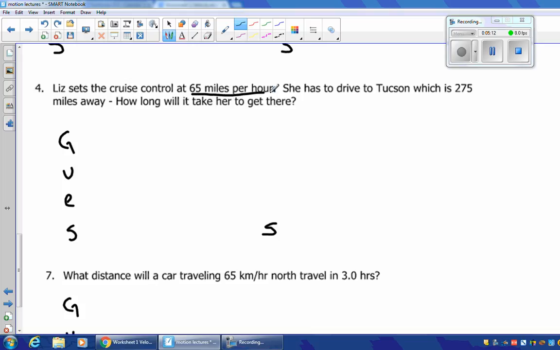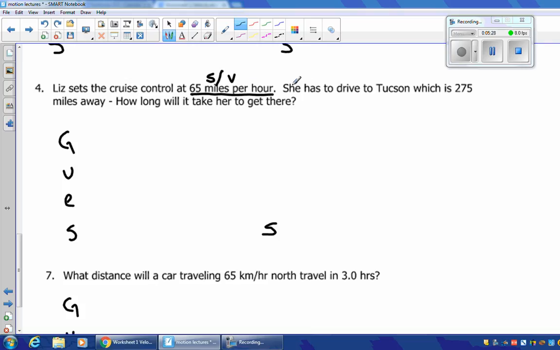65 miles per hour. So that's miles per hour, this unit. Miles per hour. So that's a distance over a time, right? So guess what? This is a speed, right? Or a velocity. You can also put velocity. It might be easier just to use V for this class.